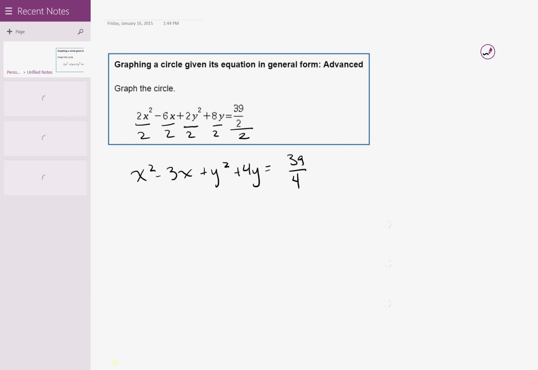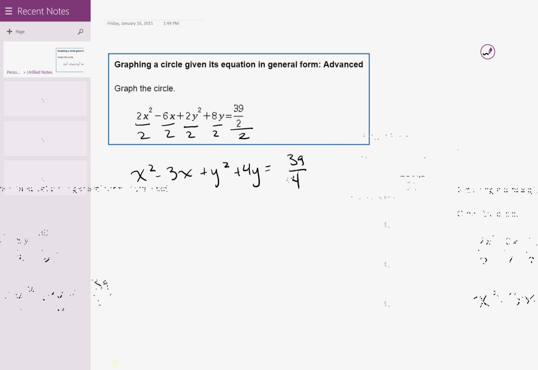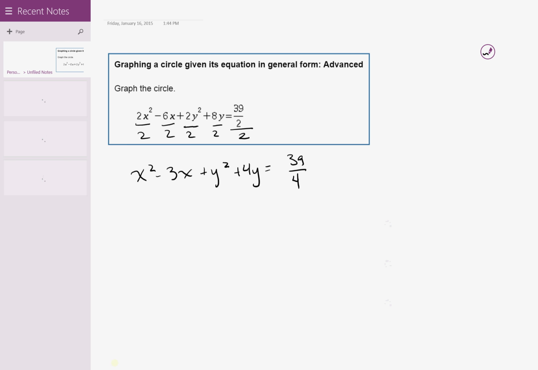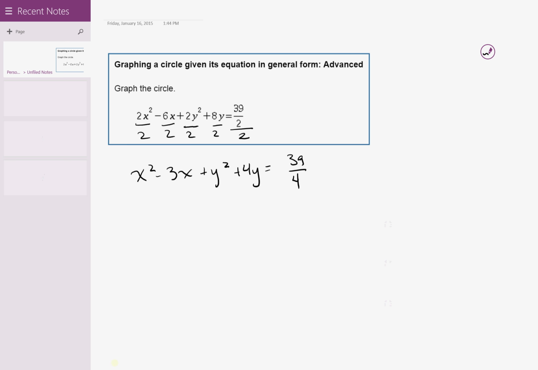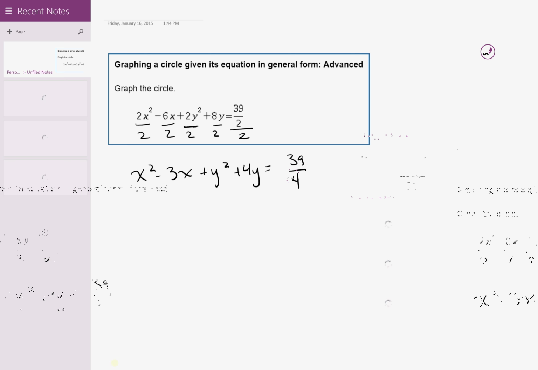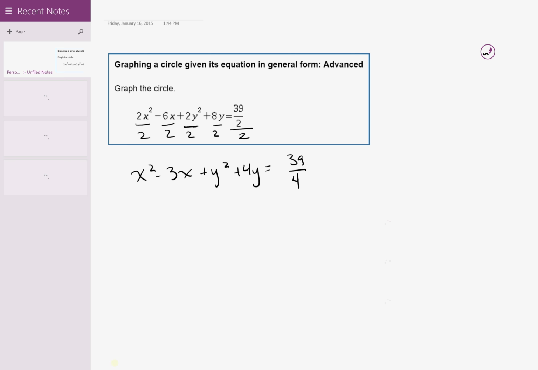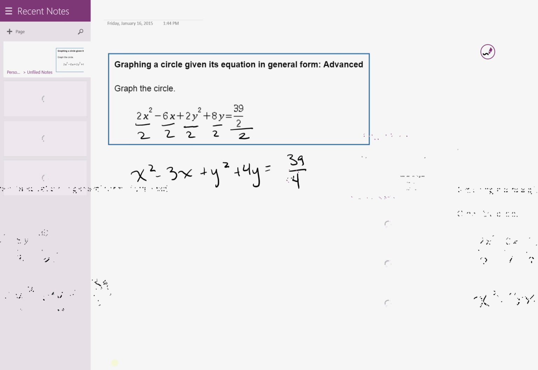And the reason I say that helped us out is because I'm going to have to add some perfect squares on the left-hand side of this equation, and they're going to be squares of halves, which have a denominator of 4. And a denominator of 4 is a denominator that is a perfect square. So when we take the square root of it to find the radius, it makes it easier.